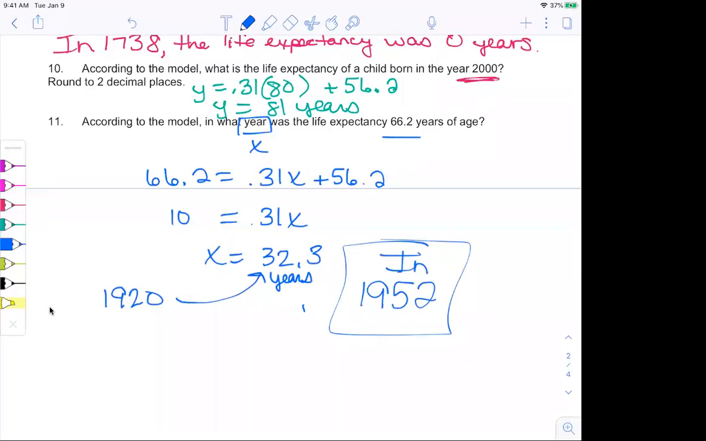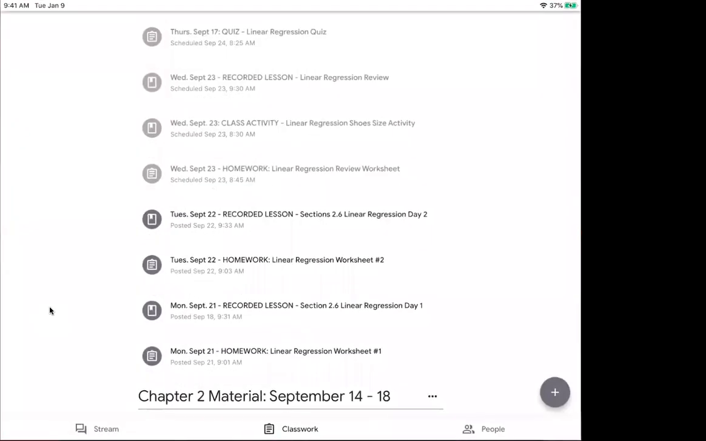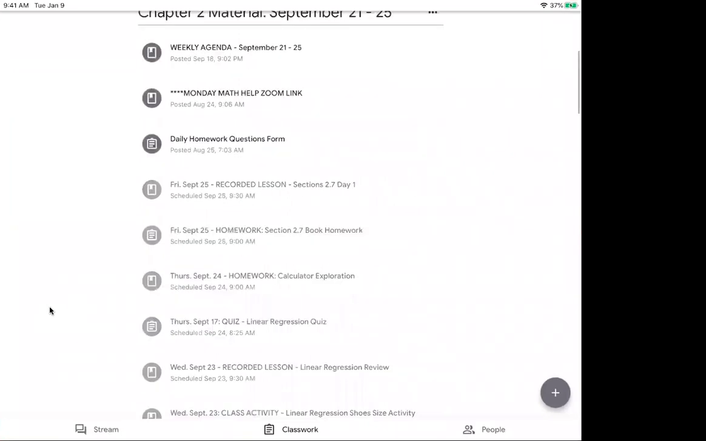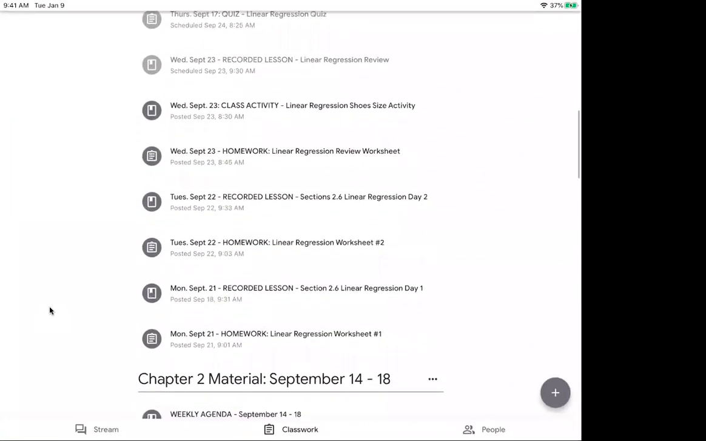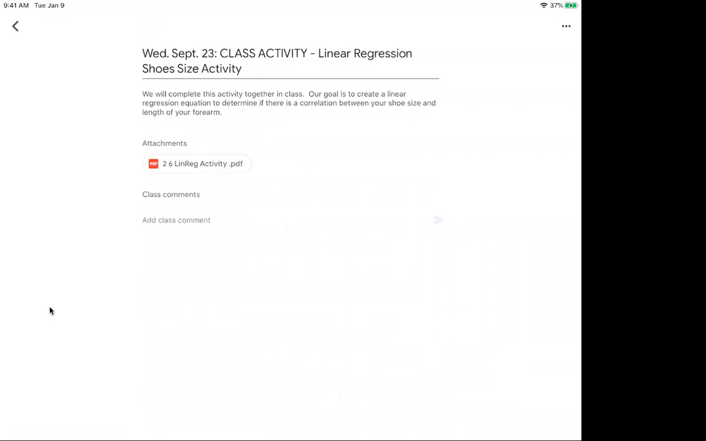Okay, so I am going to pull up the activity that we're going to do. And if you want to go to Google Classroom right now and do the same thing, please do so. So I'm going to go to Google Classroom. And in Google Classroom, there is a class activity. So I'm going to click on the class activity.